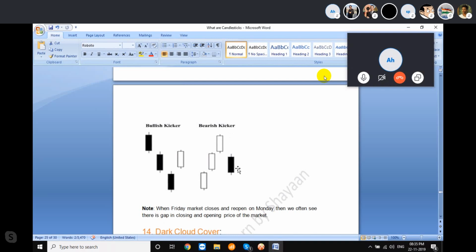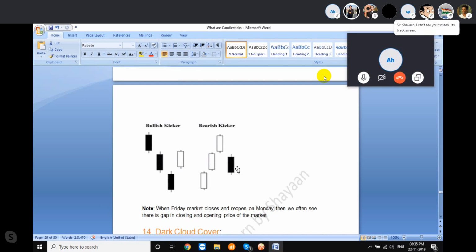How big should be the size of these 3 candles? Absolutely, that part I'm going to come to. The size should and must be at least a minimum of 70% or a maximum of 130%. These sizes, please note them down. Pen and paper, please note it down.